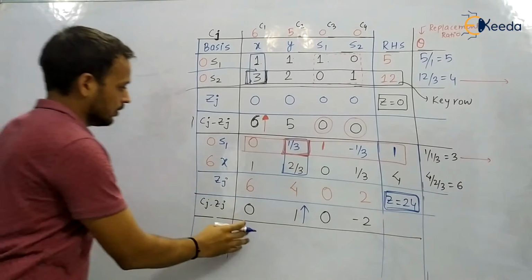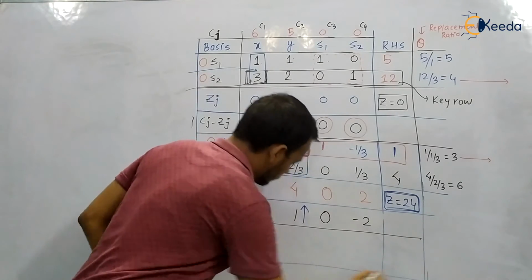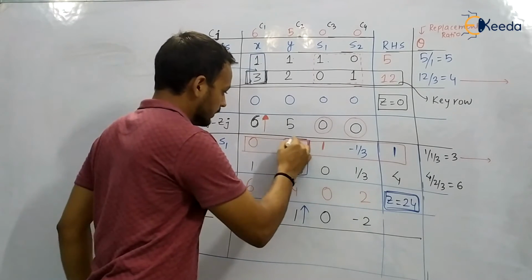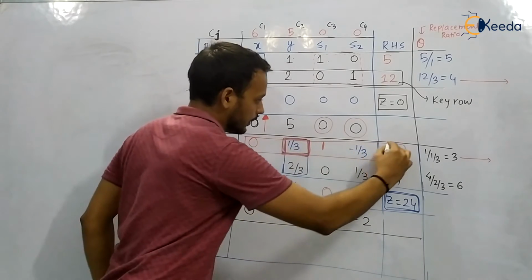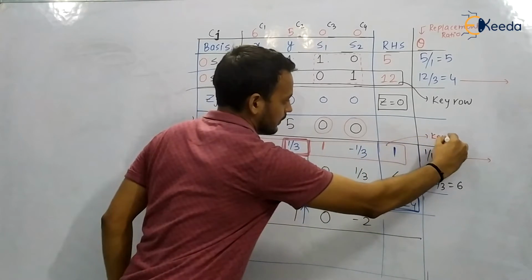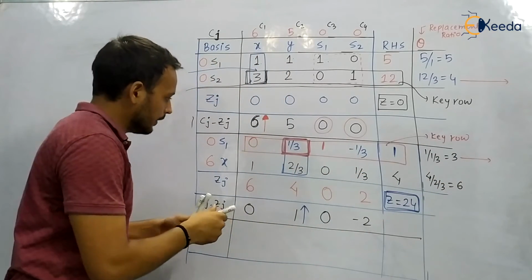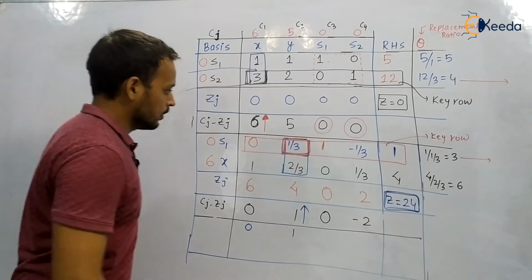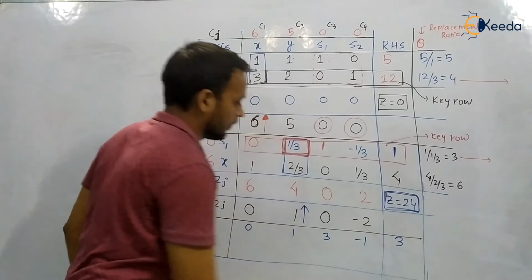So what you have to do? Look, this is the pivot element. You have to divide each and every element of the key row by this pivot element. So 0 upon 1 by 3 is 0, 0 upon 1 by 3 is 1, 0 upon 1 by 3 is 3. This is going to be minus 1, and this is going to be 3.